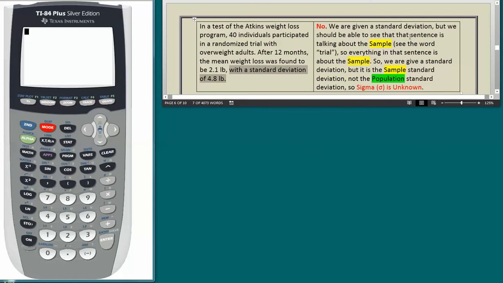But we should be able to see that this sentence that talks about the standard deviation is talking about the sample. Okay, the sample is described up here. And then they say what the results of the sample study were. So this whole sentence is about the sample. So the standard deviation they're giving us is the sample standard deviation, not the population standard deviation. So in this case, sigma is unknown. Very important that you recognize the difference between this example and the other examples we did above.